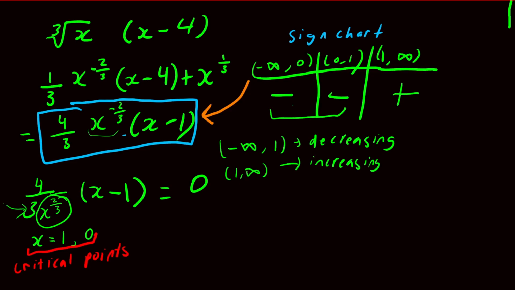So negative goes down, and then negative again goes down. Okay, so this means there's no minimum or maximum. So now let's do this one. Negative goes down, positive goes up. Okay, great. So now we have this minimum right here. So that means local minimum at x equals 1. Alright, so this is our answer. This is not so hard, right?